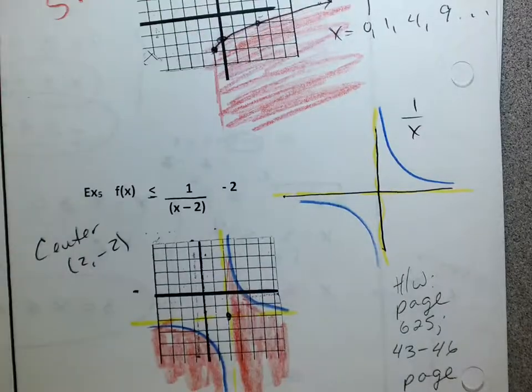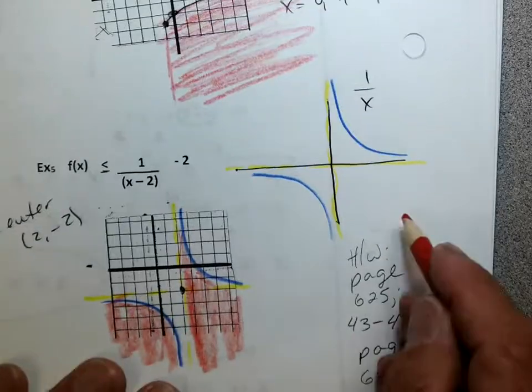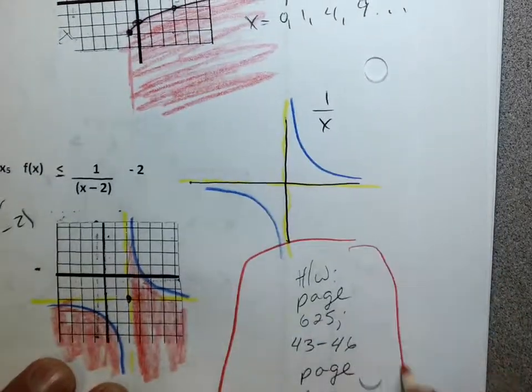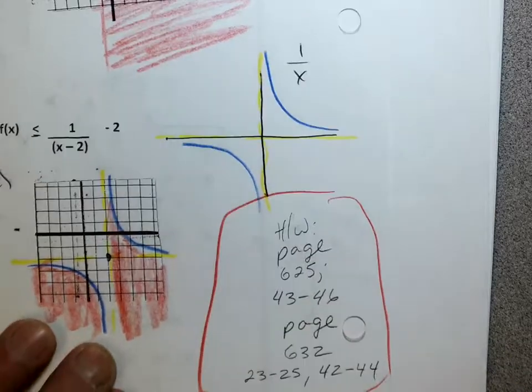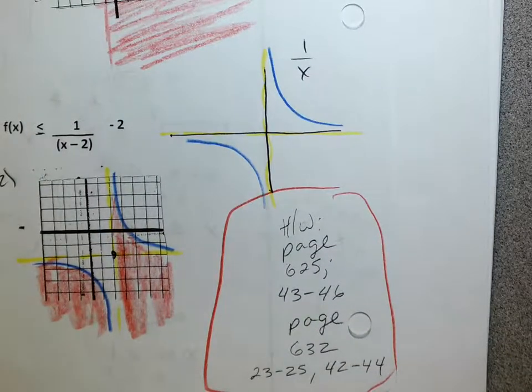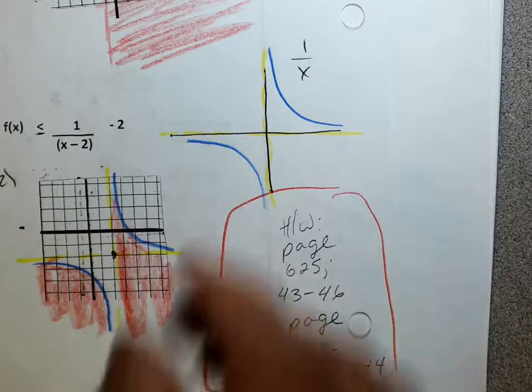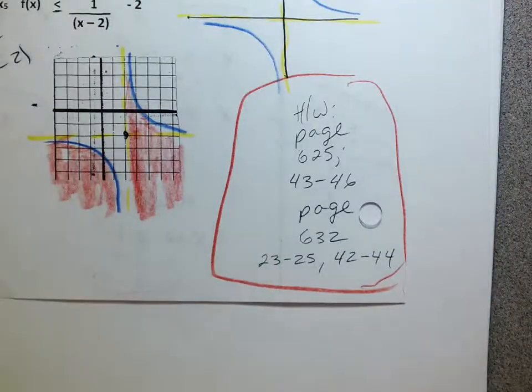So homework, you guys. We have plenty of time to do it. I got two different pages because I got two different types of assignments going on. So we have lots of time. Page 625 and page 632.